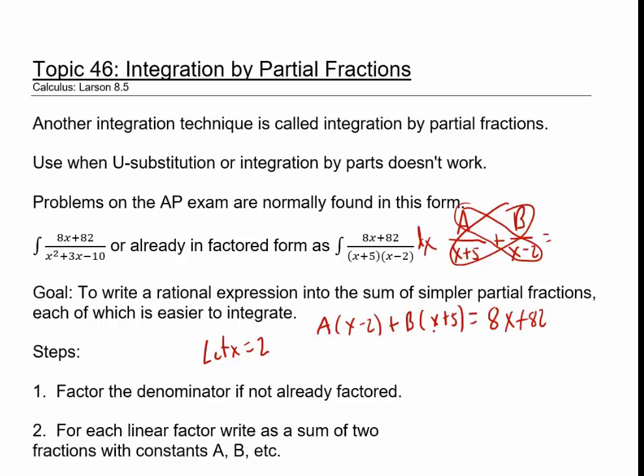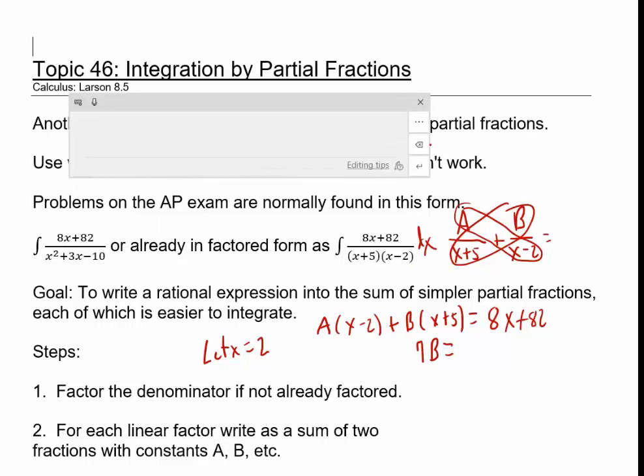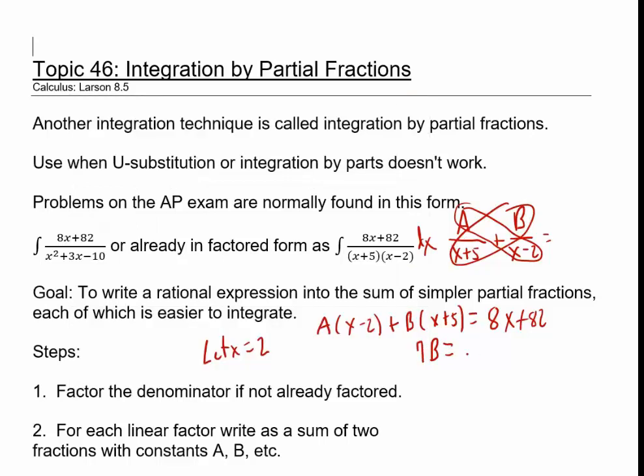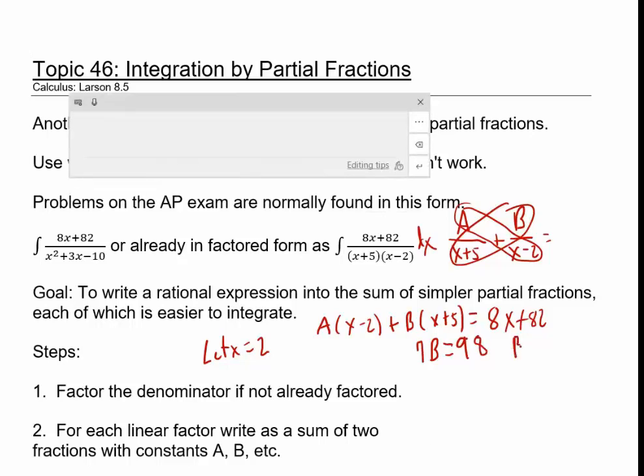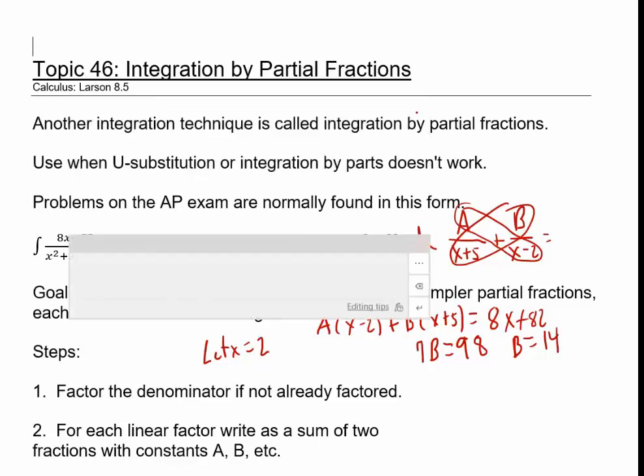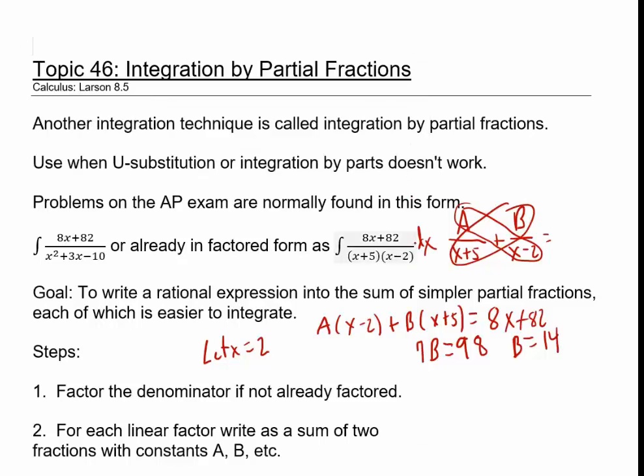When I let x equal 2 here, I get 2 plus 5, which is 7. So that'll give me 7 times b, or 7b, equals, plug in 2 here, and I get 8 times 2 is 16, plus 82 gives me 98. And then you divide by 7, and you get b is equal to 14. All right, so now I found my b term.